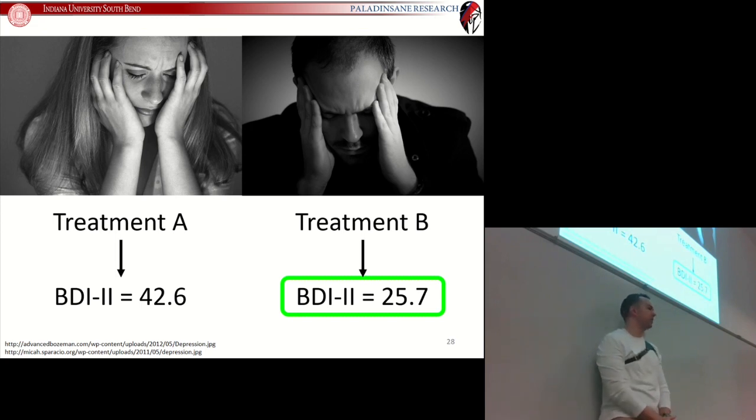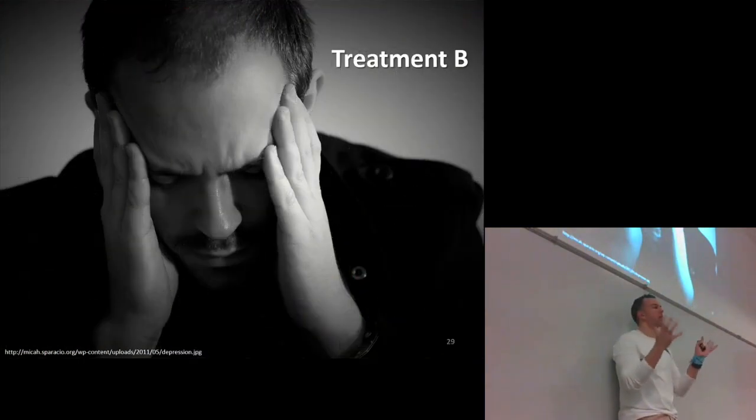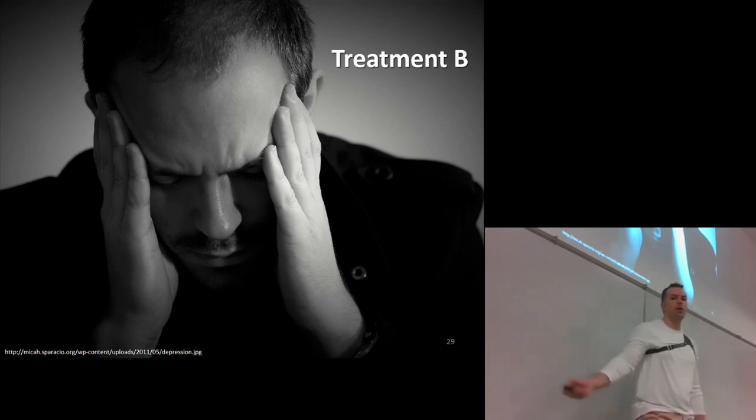So that's not what we're going to be doing in this class. It's easy to take a look at this and say, that number is smaller. That indicates less depression. The question, though, is why is that number smaller? And that's what statistics is all about. That's what it really boils down to. Because there are two possibilities for why treatment B had a smaller depression score.